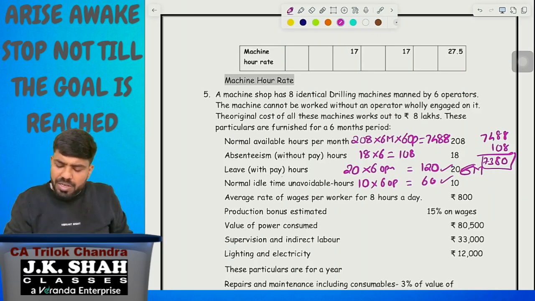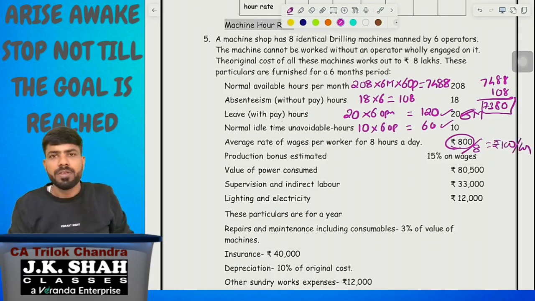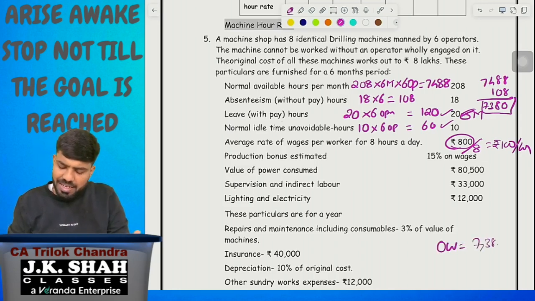So for 7,380 hours, we are going to make the payment. What is the hourly payment? Here they have given 800 rupees per day. Divide by 8 hours, we'll get 100 rupees per hour. 7,380 into 100 will get 7,38,000. Operator wages is 7,38,000.